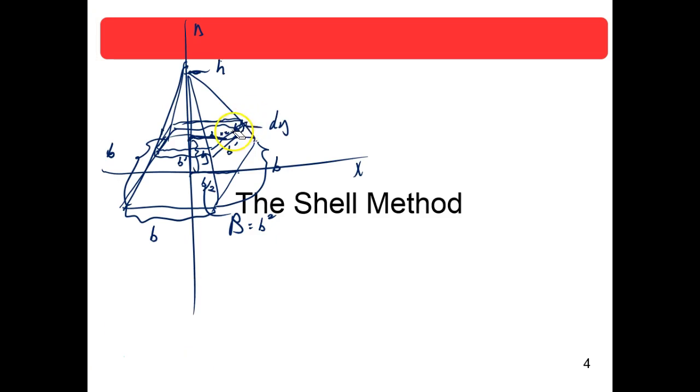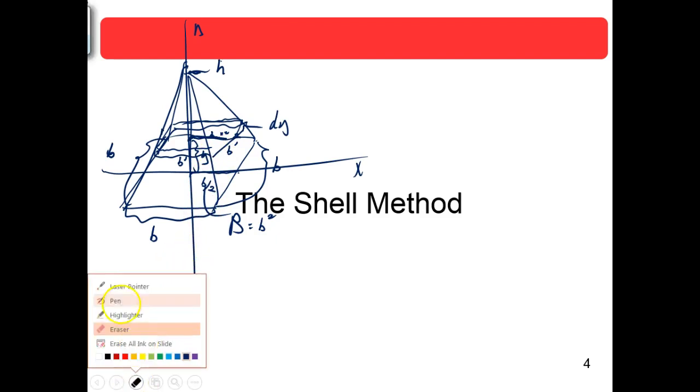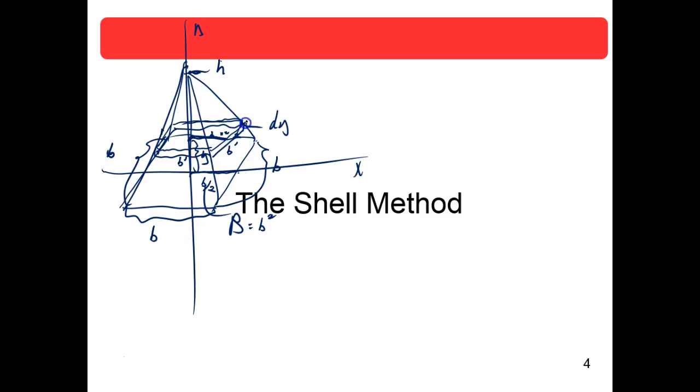So let me see if I can clean that up a little bit. I got rid of way too much there. Okay. So this is b prime over 2. That's the x value. All right. Now, I'm going to set up a ratio here. Always a good idea.